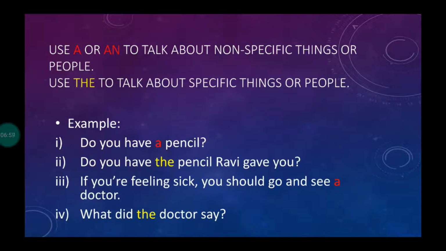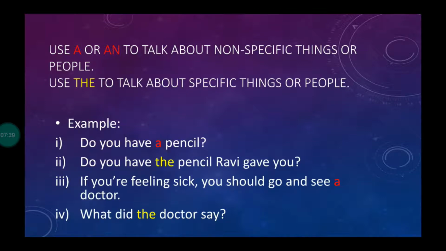Now, first of all, if you ask your friend, do you have a pencil? What do you mean by saying that? Well, you mean just any pencil. You're not interested in any particular pencil, so you say, do you have a pencil? And if your friend has one, they will give it to you. Then in the second sentence, do you have the pencil Ravi gave you? Now here what do you mean when you use the? You mean some specific pencil, a pencil that Ravi has given to you, so you want that particular pencil. So when you want to particularize something, you use the article the.